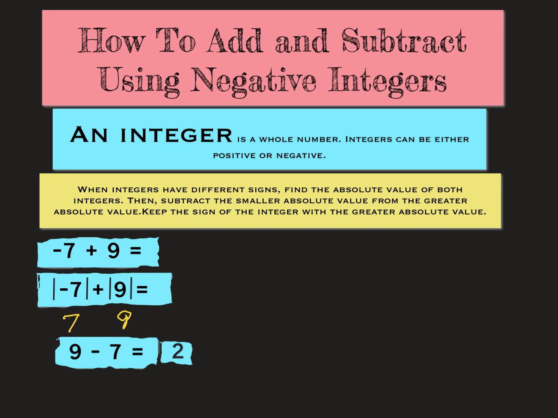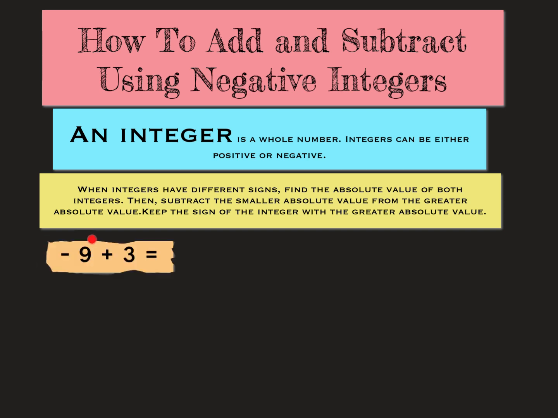Now the last step we want to do is keep the sign of the integer with the greater absolute value. And so which one of these had the greater absolute value? Which one is bigger? The absolute value of 7, or the absolute value of 9? 9 is bigger. And so 9 was a positive number. And so that means our answer is going to be +2. Let's try another one.